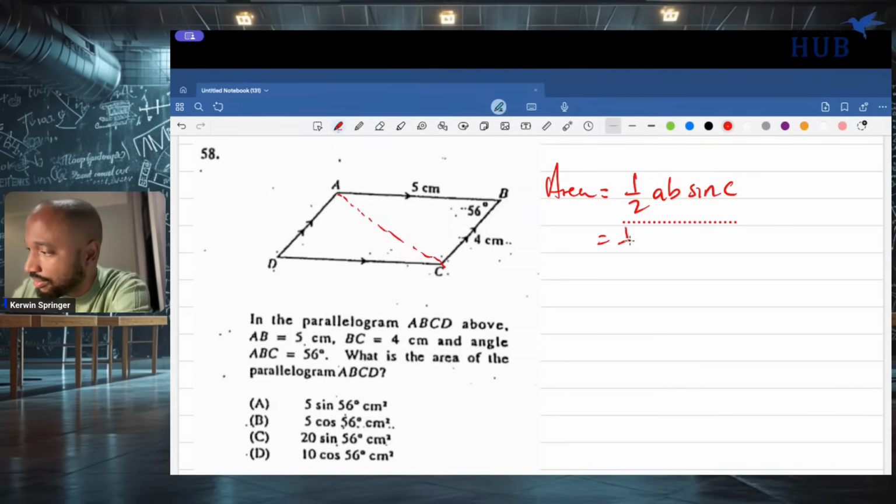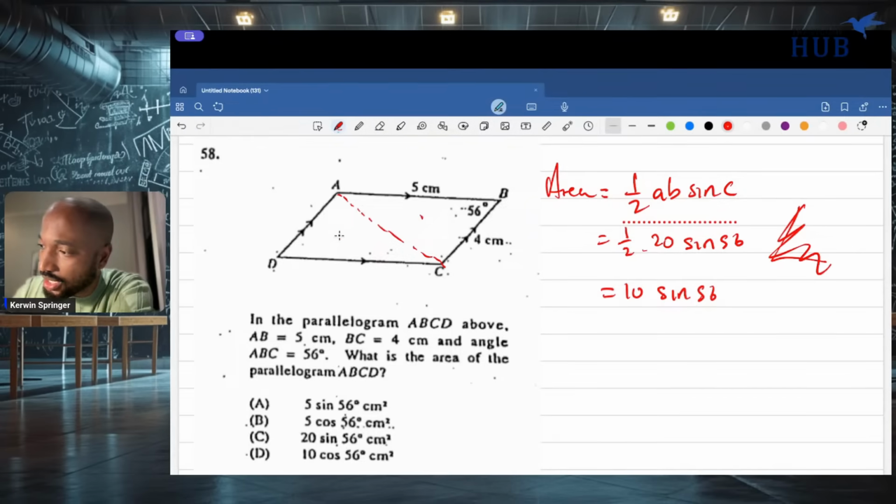So this is half of 5 by 4 is 20 sine C, sine 56. Half of that is 10 sine 56. Now, don't write down this answer one time, because you have to multiply by 2, because it's 2 of them. So it's really 20 sine 56, because it's 2 of these triangles, this way and this way. So area is 20 sine 56.